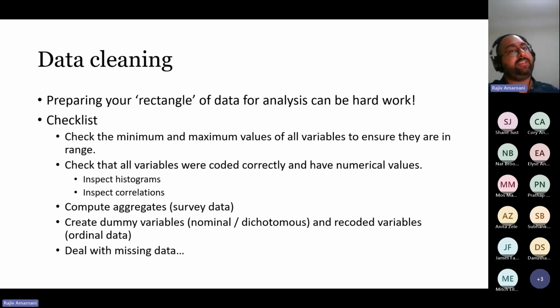Classic rookie mistake is to run analysis and not realize, oops, my coding does not make sense. So double check this, please. If you have surveys, compute the averages. If you have 5 questions on engagement, average them, is generally what we do. I'll explain why in week 11.